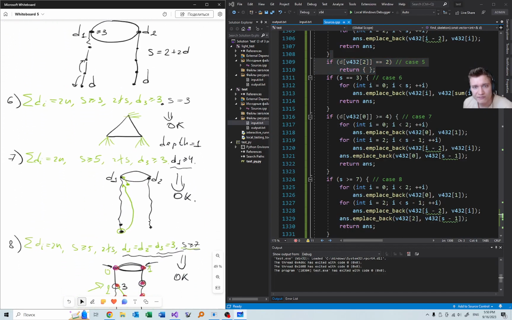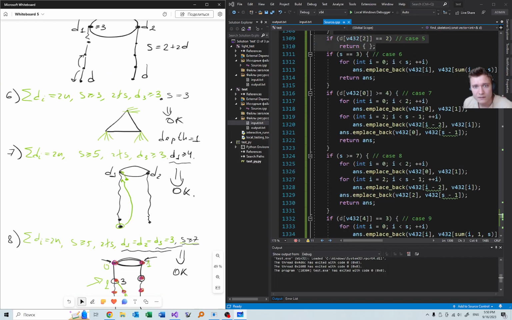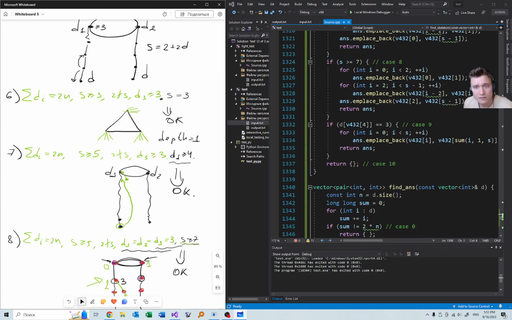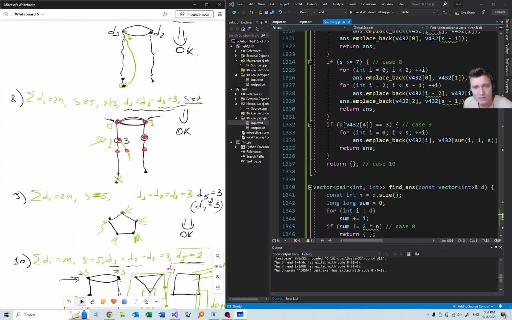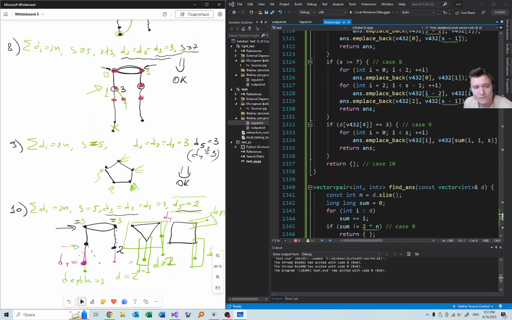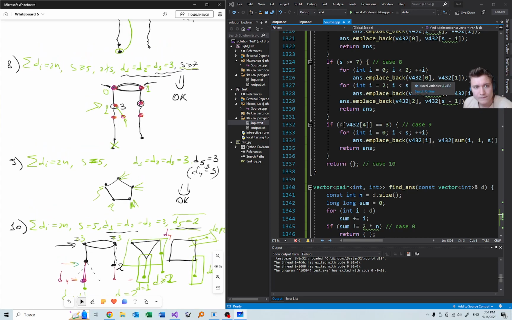Now, if s equals 3, we make a triangle. Then if this is at least 4, then we can do it. In case 8, s is at least 7, and we also do it.